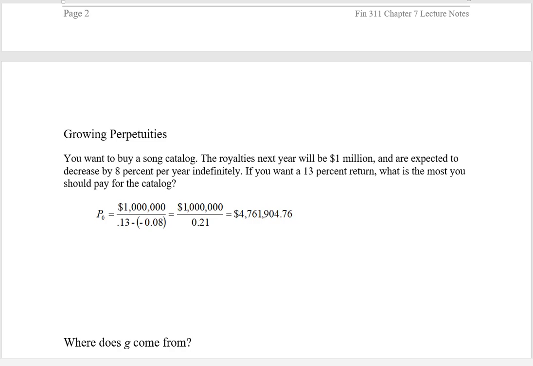In order to calculate the value of this catalog to you, I'm going to take the cash flow from next year, which is $1 million, and I'm going to divide that by our required return, and I'm going to subtract our growth rate from it. In this case, the growth rate is negative. So I have $1 million divided by 0.21. And the answer is $4,761,905. That is how you would use the Gordon growth model to complete this problem.